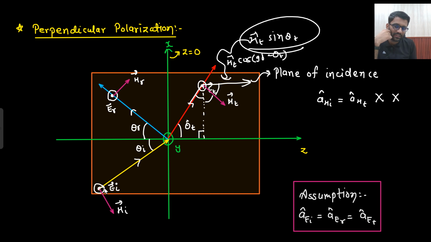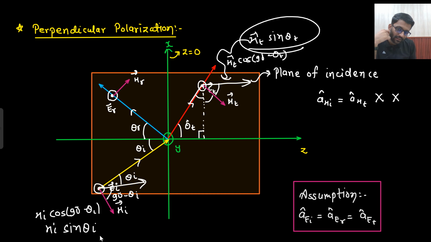Okay. Now what about this angle? What about this component? If this is theta I, this would also be theta I. This would be 90 minus theta I. So this component would be HI into cos(90 minus theta I), so this component would be HI sin theta I. So here theta I and here theta t, both are different, no? This component is also sine, and this component is also sine, but this is theta I, this is theta t. So that will change the direction.